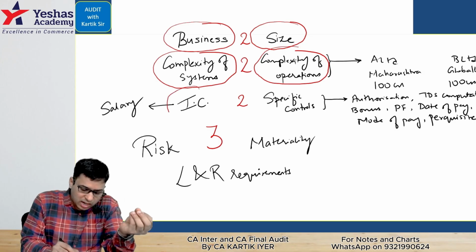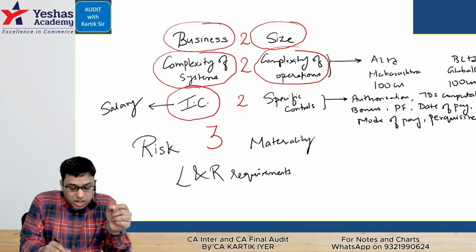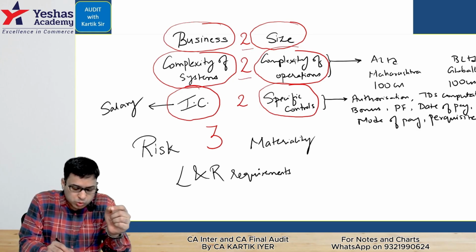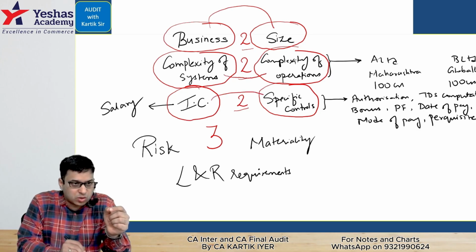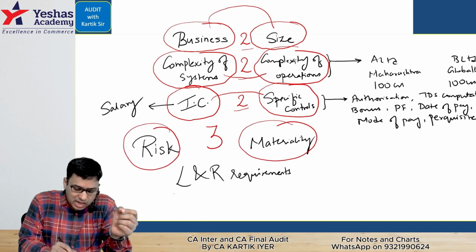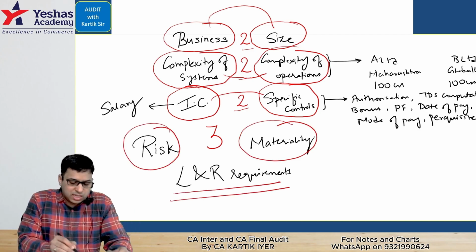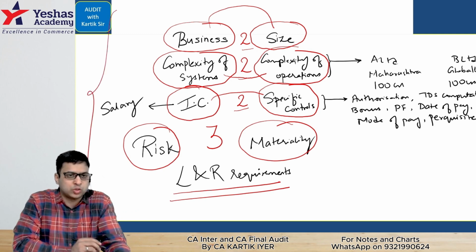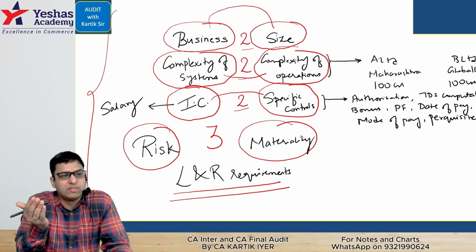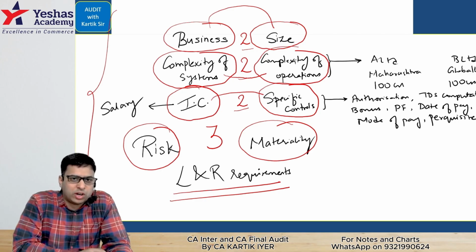Next, we look at the internal controls, and within that, the specific controls. So 2 plus 2 plus 2. That is business size, complexity of system, complexity of operations, internal controls, specific controls. Last three, that is risk, materiality, and legal and regulatory requirements. These are the areas that you see, that is 2 plus 2 plus 2 plus 3. And based on that, you decide which control is relevant and which control is not relevant for audit purpose.